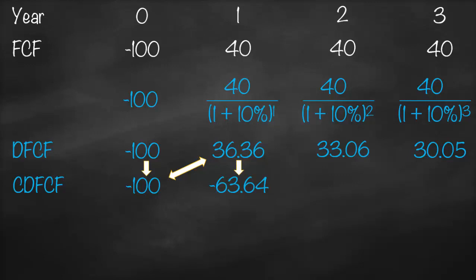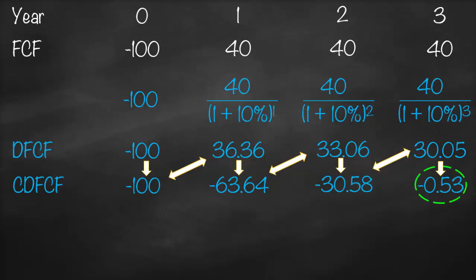Then I need to add what we receive in year 2, which is 33.06. It will give us negative 30.58. Then we need to add what we receive in year 3, which is 30.05. It will give us negative 0.53. Remember, the last value of our cumulative discounted free cash flow is our net present value. In this example, at WACC equal 10%, our net present value is negative, which means we reject the project.